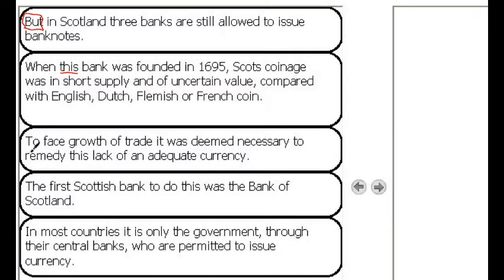To face growth of trade, it was deemed necessary to remedy this lack of an adequate currency. This lack. That's referring to some lack that they've already told us about, so this can't be the first sentence. The first Scottish bank to do this. To do what? So this also can't be the first sentence. In most countries, it is only the government, through their central banks, who are permitted to issue currency. There's no word here that refers back to a previous sentence, and this sentence also seems to introduce the topic of banks and currencies. So I believe that this is sentence number 1, the topic sentence.